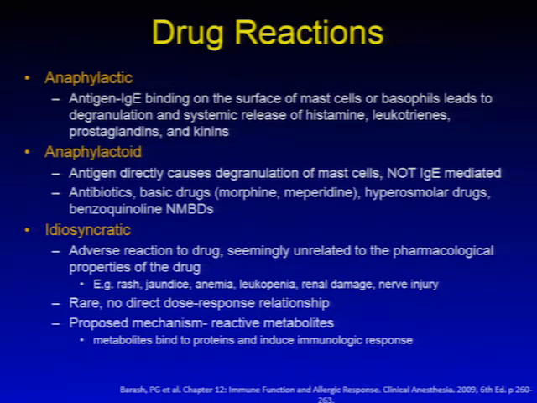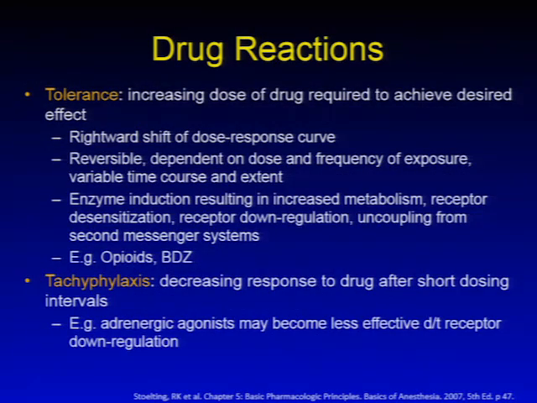In essence, the drug is administered, it is metabolized, and the metabolites bind to native proteins and then induce an immunologic response. Two final drug reactions are tolerance and tachyphylaxis, which are similar. Tolerance is an increasing dose of drug that's required to achieve the same desired effect. In essence, this is a rightward shift of our dose-response curve.